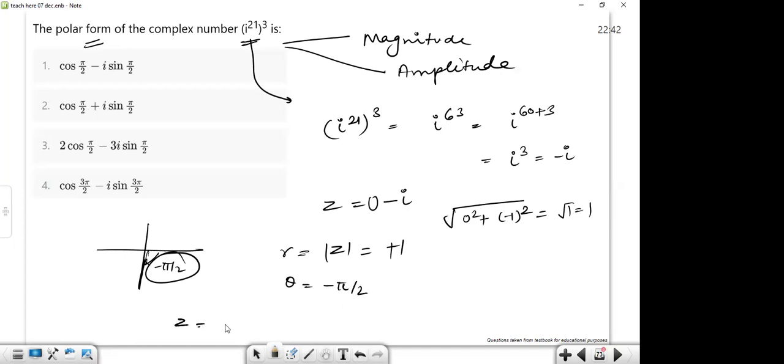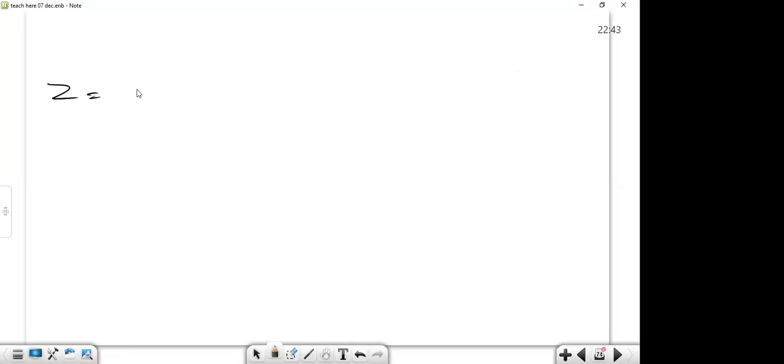So if we write it in the polar form, which was r into cos theta plus iota sine theta, and r is what? Plus 1. Cos of minus pi by 2 plus sine of minus pi by 2. Okay. So our z is cos of minus pi by 2 plus iota into sine of minus pi by 2.